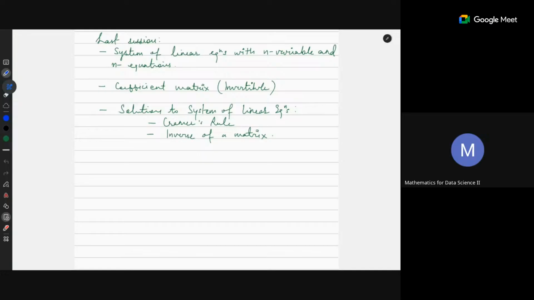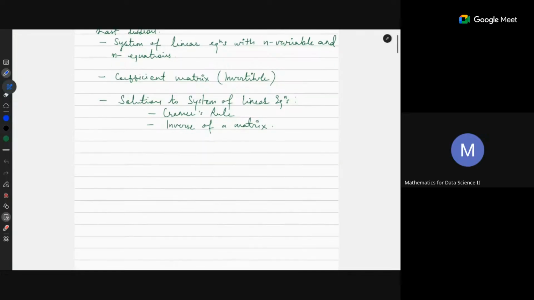Just wait. So in Sunday's session, we discussed a system of linear equations with n variables and n equations. What does it mean? It means that suppose you have a system of linear equations, which is of, let's say, this is a system of linear equations.